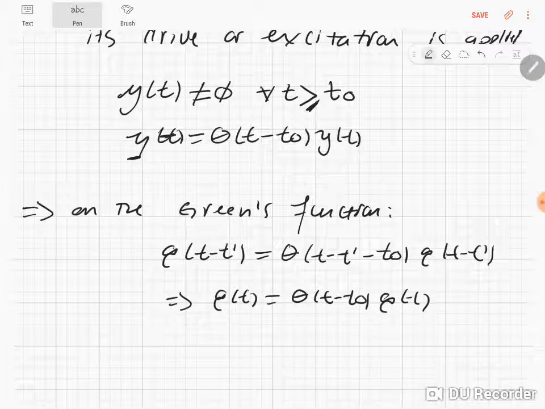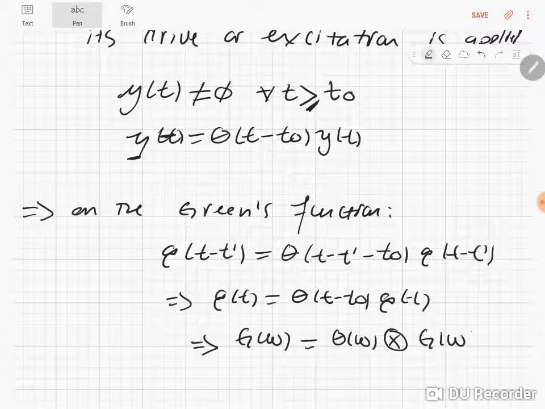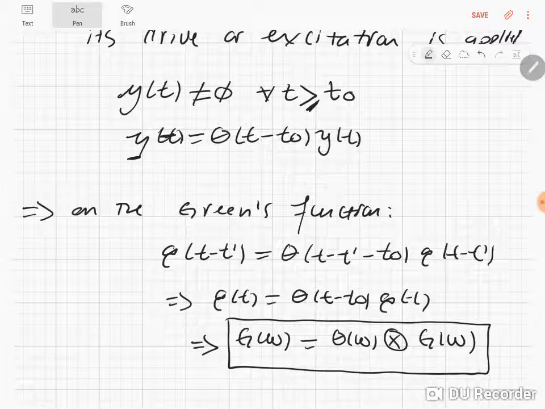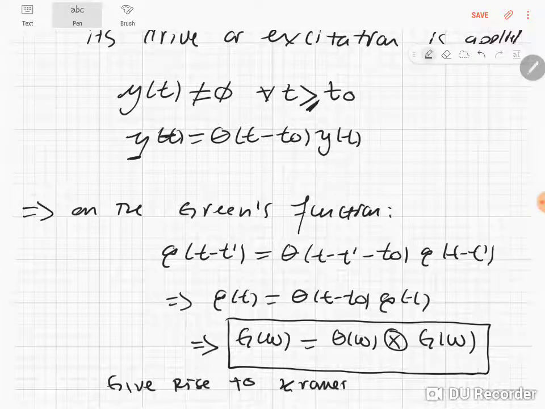Okay, and in the spectral domain, this reads as a convolution. So we say that g of omega is equal to theta of omega convolved with g of omega. And this restriction that we have here is what will later give rise to the Kramers-Kronig relations.